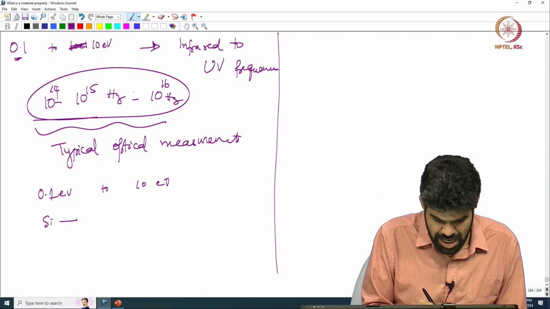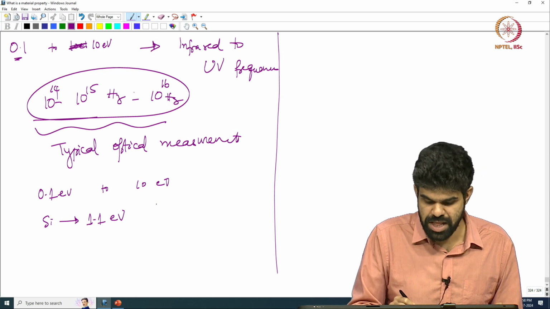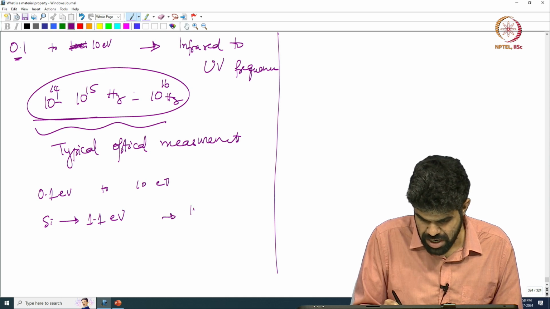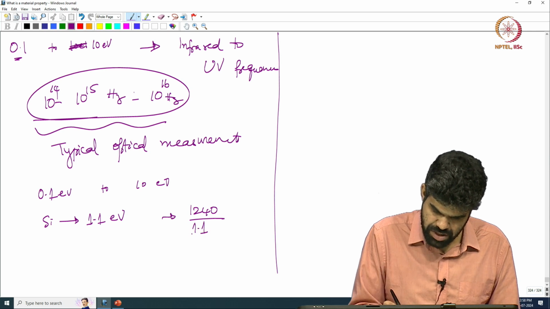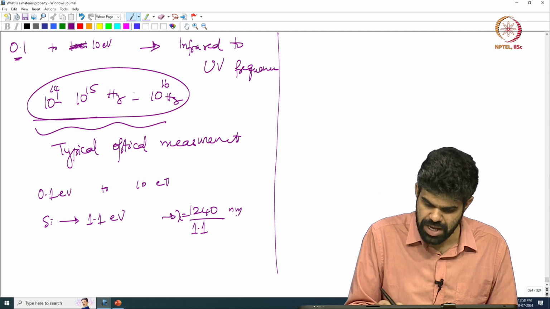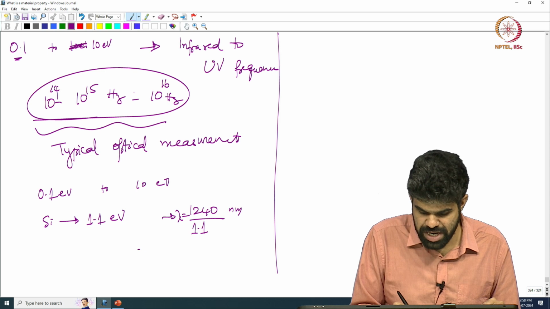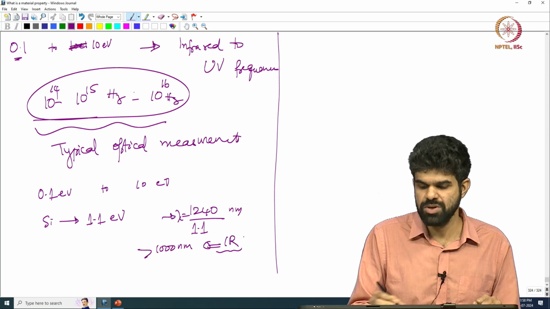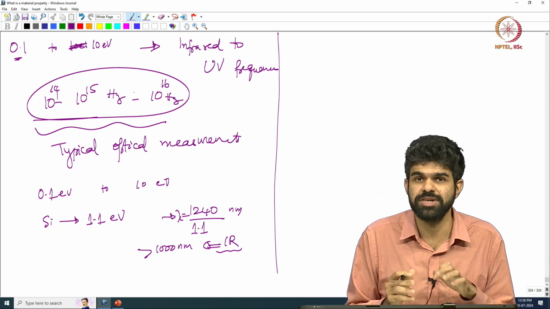Now, silicon has a band gap of 1.1 eV, right. If I convert this into wavelength, I can just do 1240 divided by 1.1, into nanometers. So, the wavelength is 1240 nanometers divided by 1.1. That is still greater than 1000 nanometers, and greater than 1000 nanometers is IR. Okay. So, I have IR. So, silicon band gap is in the IR wavelengths. Okay. So, just to give you a feel for some numbers.